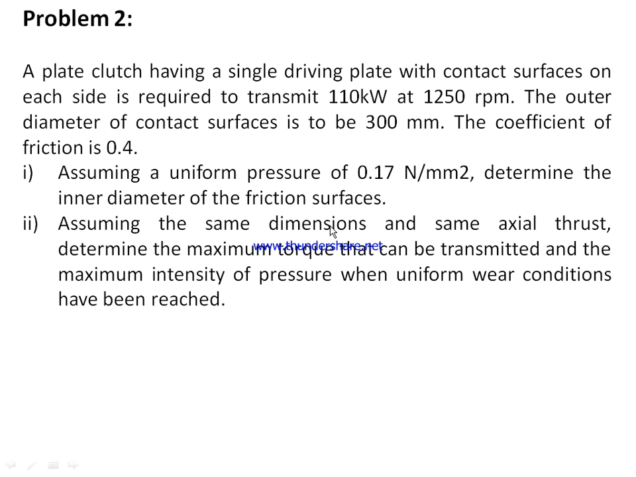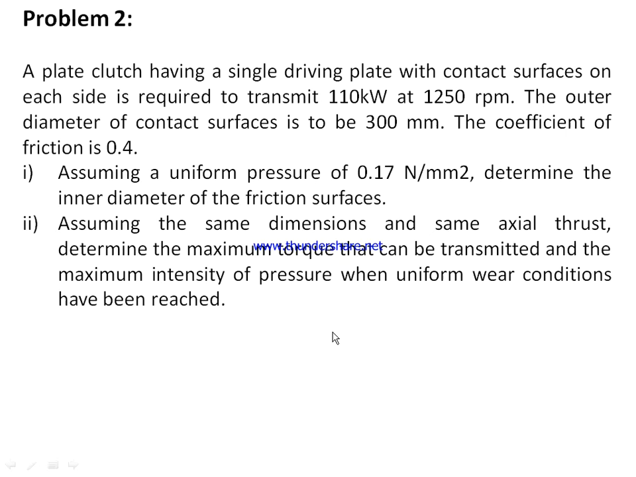Now let us look at this second problem. A plate clutch having a single driving plate and contact surfaces on each side is required to transmit 110 kW at 1250 rpm. The outer diameter of the contact surfaces is to be 300 mm. The coefficient of friction is 0.4. Assuming a uniform pressure of 0.17 Newton per millimeter square, determine the inner diameter of the friction surfaces, and assuming the same dimensions and same axial thrust, determine the maximum torque that can be transmitted and the maximum intensity of pressure when uniform wear conditions have been reached.